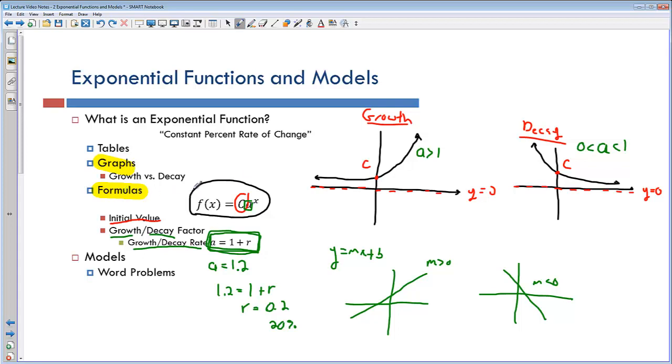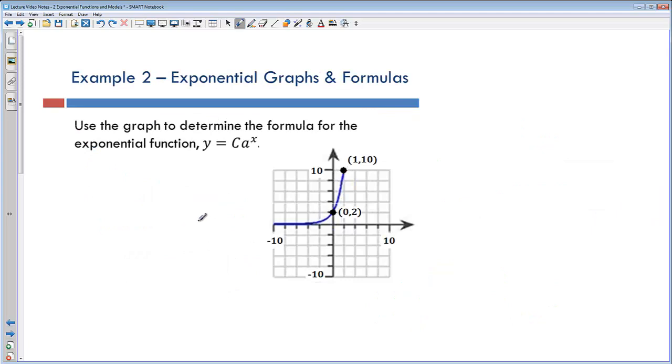You see the formula here, f of x equals c times a to the x. You won't have to memorize this formula, of course. I will give it to you on the exam, but you'll have to know c is the initial value and a is the growth or decay factor. But let's look at a problem. So here's a problem. We want to use the graph to determine the formula for the exponential function y equals c times a to the x.